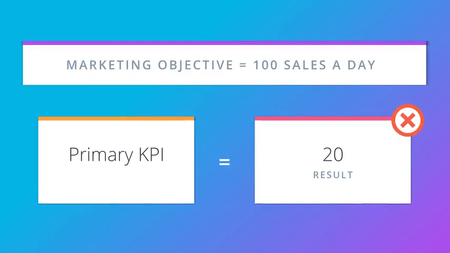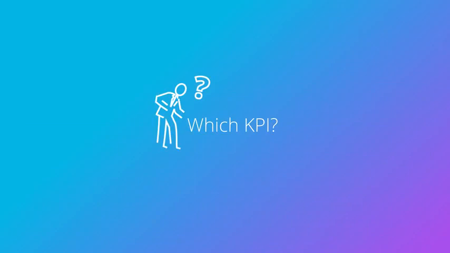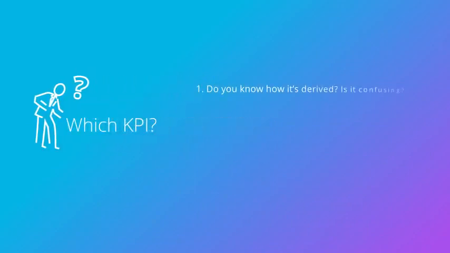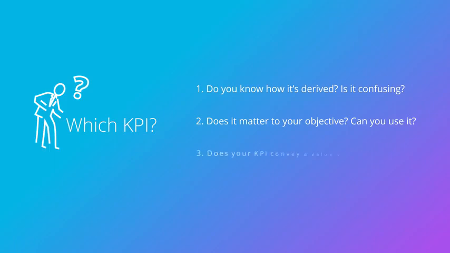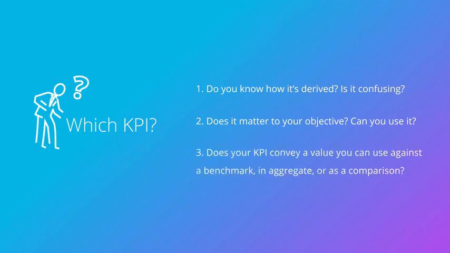So what KPIs are right for your marketing objectives? There is no single answer to cover every marketing program. But here is a quick checklist to evaluate if you've got the right KPI. 1. Do you know how it's derived? Is it confusing? 2. Does it matter to your objective? Can you use it? KPIs are rarely non-controllable. And 3. Does your KPI convey a value you can use against a benchmark, in aggregate, or as a comparison? If you can adequately answer all these questions, then you have a KPI that can work for you.